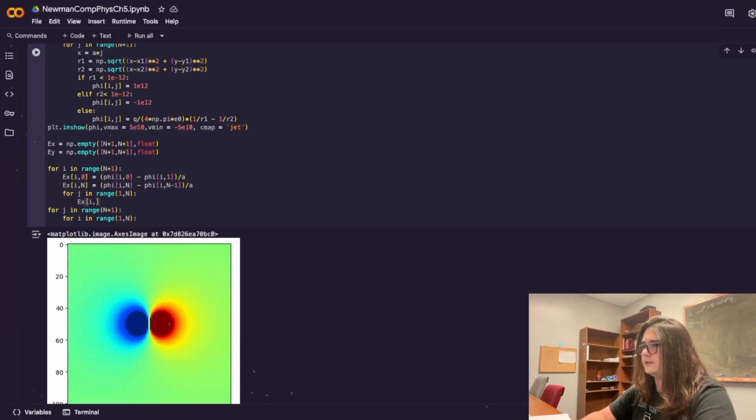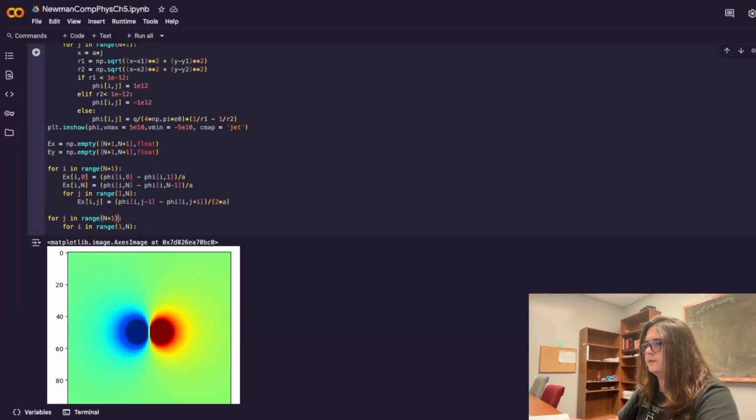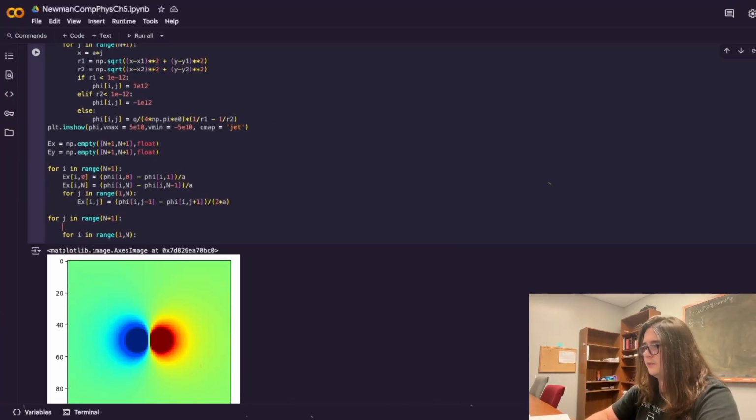So EX i comma j will be phi i, it's just going to be j minus 1 here, minus phi i j plus 1, and it's divided by 2a instead of a because it's a centered difference again. So that's good there. We can do the EY in much the same way.